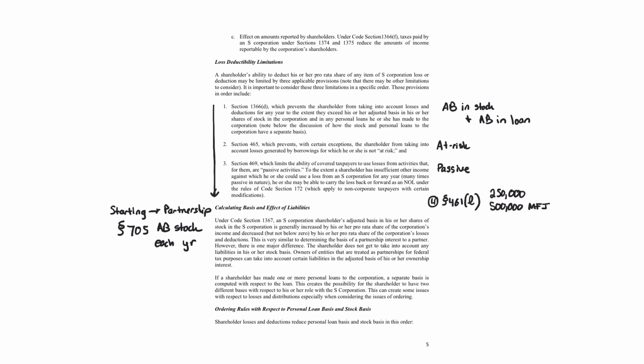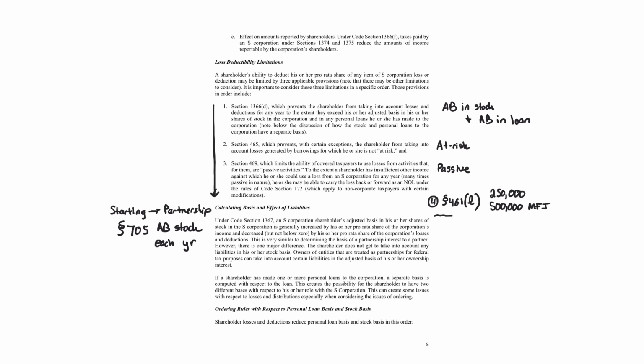We take the basis at the beginning of the year, we increase it for income and gains, and we decrease it for deductions and losses. We also increase for non-taxable, tax-exempt income and decrease it for non-deductible items. And then at the end, we do distributions last, always, just like we do with partnerships. So this is the same thing. There is one major difference, though, and that's what we're going to focus on pretty much the rest of our discussion, because we're going to have some examples that break this down.